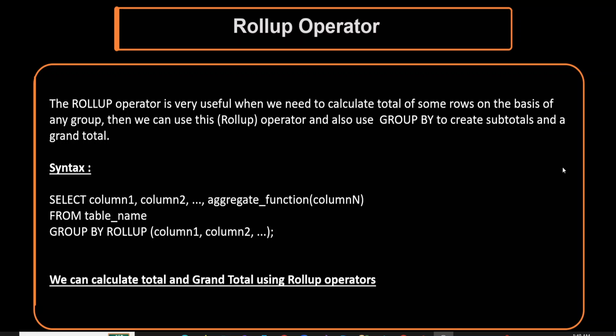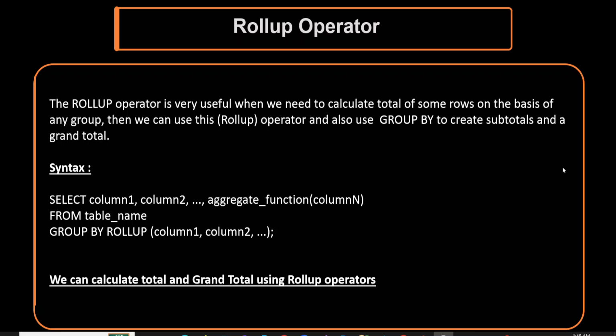Suppose we are having a table. In that table, we are having year-wise and department-wise sales records. Now we want to get the year-wise, department-wise total, and also we want to calculate the grand total of all the years and all the departments. So in that case, we can use the rollup operator, and here we also use the group by command. If we are having any such scenario, we can use this rollup operator.